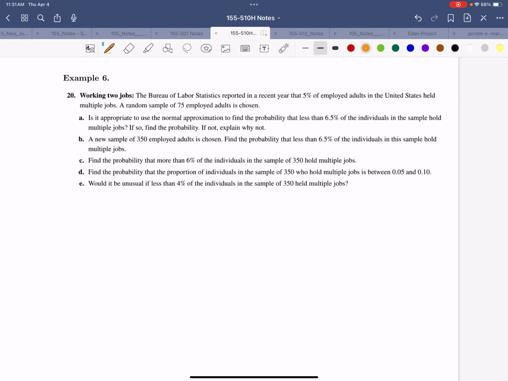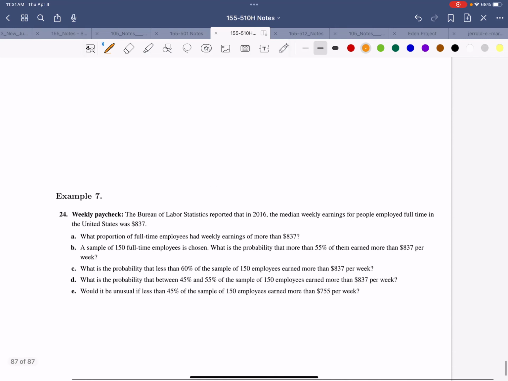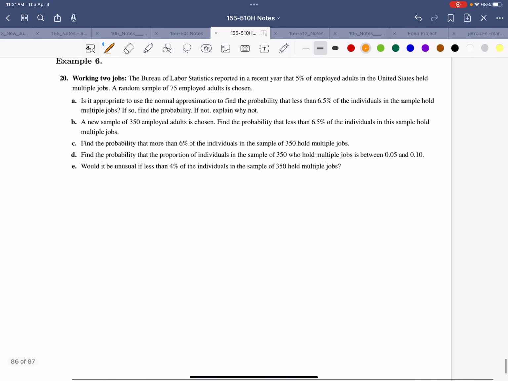Hey everyone, let's take a look at problems 20 and 24. The Bureau of Labor Statistics reported that about 5% of employed adults held multiple jobs. We take a 75-person sample. For part A, they ask, is it appropriate to use the normal approximation to find the probability of blah, blah, blah?